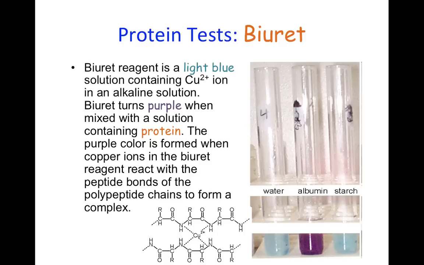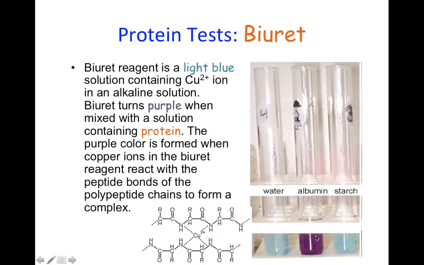Now the biuret reagent itself is light blue in color. If you watch these test tubes here, all three test tubes have biuret reagent. But in these two, because there's no protein present, it remains its original color, which is light blue, pale blue. And the reason why it's blue in the first place is because it has Cu2+ ions. Now the biuret reagent will turn purple when mixed with a solution containing protein.